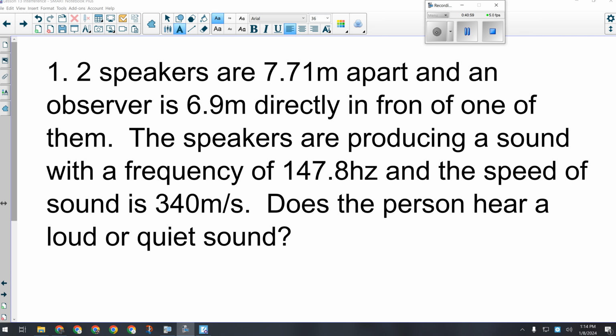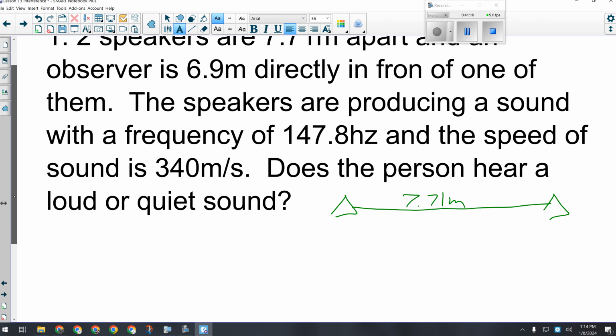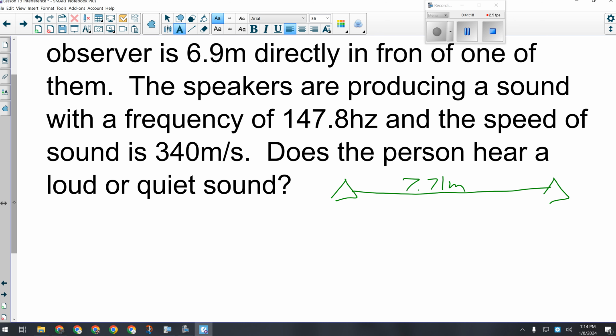All right, so the first thing we probably want to do here is draw a diagram of the situation. So we've got this speaker, and we know that this distance here is 7.71 meters. That's how far apart the speakers are. The observer, we're told, is 6.9 meters directly in front of one of them.